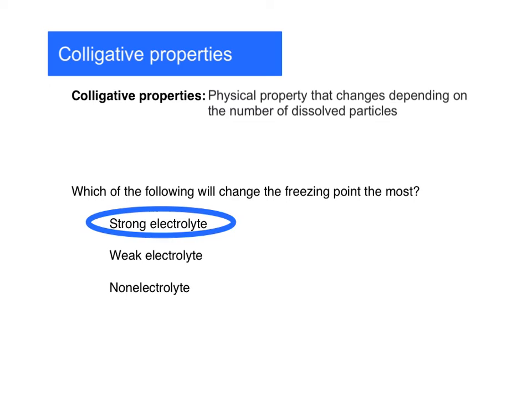The non-electrolyte doesn't break apart at all. So each one you put in only becomes one. Whereas the strong electrolyte, if it was sodium chloride, for example, every sodium chloride you put in, you're going to get sodium and a chloride ion, so that's going to give you two. A weak electrolyte dissociates to some extent, but not completely, and so that will be intermediate between the non-electrolyte and the strong electrolyte in terms of its effect.